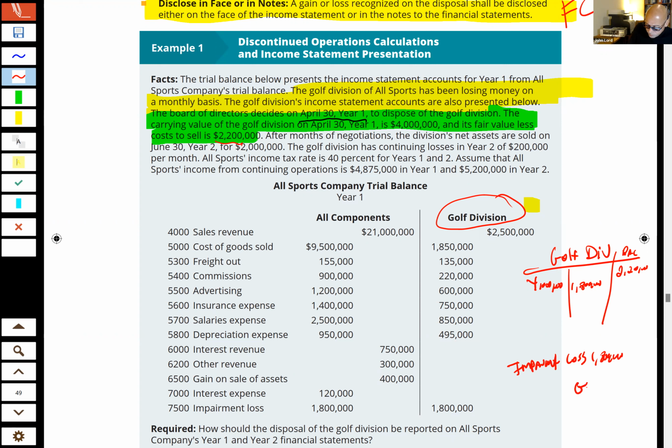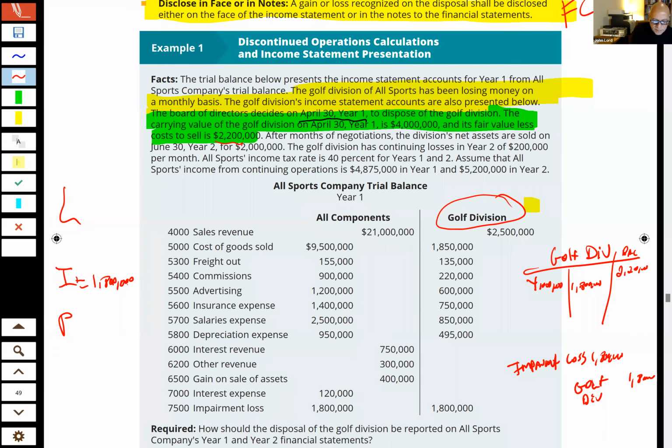The golf division. And I'm showing it as one big item. There'd probably be several assets that we would have to credit to bring that down to the 2.2 million, but we're going to have a loss of 1.8. Good. So we know that if we're talking about what goes into discontinued operations, impairment is going to equal 1,800,000. Now that's before tax, and we know that we have to report this stuff net of tax. Okay, but we'll work on that again in a second.